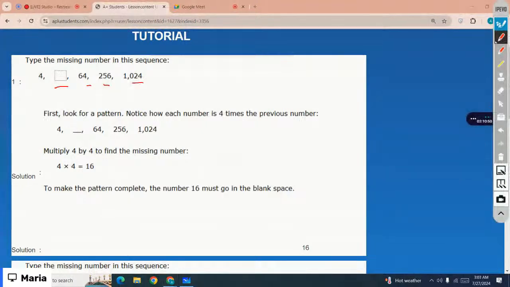So let's just recall about the geometric sequences. What are the geometric sequences? Geometric sequences are the ones in which you can find the next term by multiplying the previous one by a constant multiplier. So just look here: 4 times what number is 64? 64 times 4 is 256, and 256 times 4 is 1024. That means you multiply by 4 to get the next one. So 4 times 4 is 16. The geometric sequences are the ones in which you multiply each term by a constant multiplier to get the next term. So the missing number is 16. Got it?